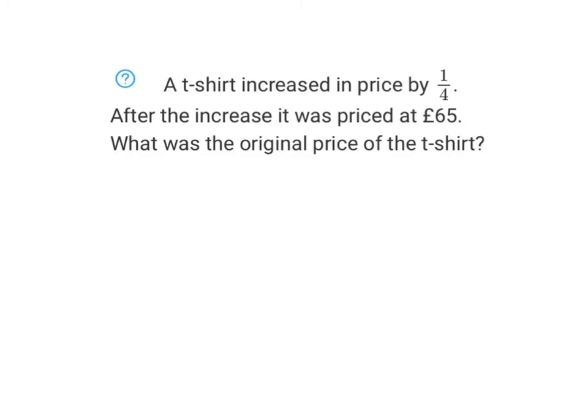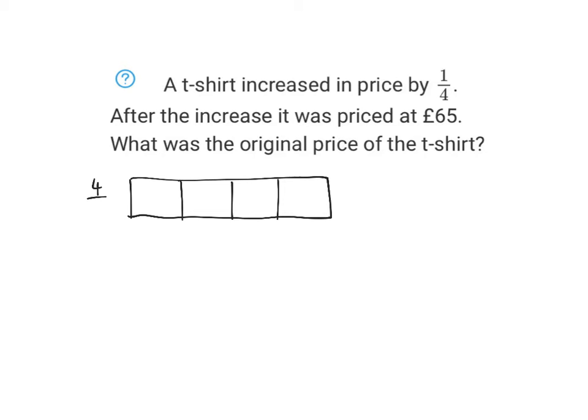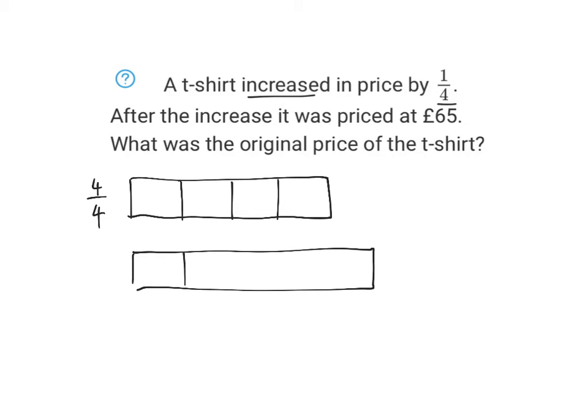Okay, and then here's another one. This is an increase. So this time, remember, when it was at its original, this is dealing with quarters. So when it's at its original, it would have had 4 quarters. Now what they did is increase it by a quarter. So now I've got an extra quarter. Now I've got 5 quarters.